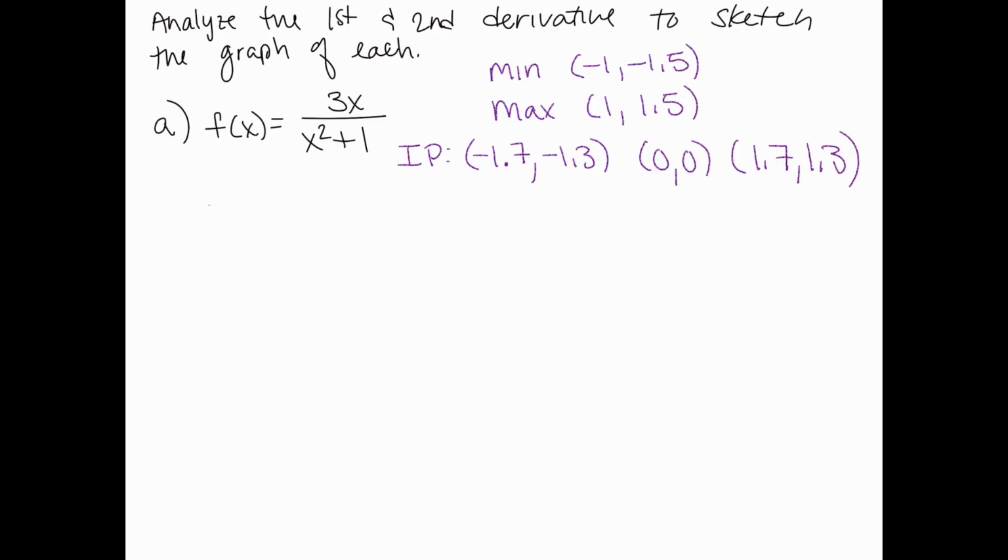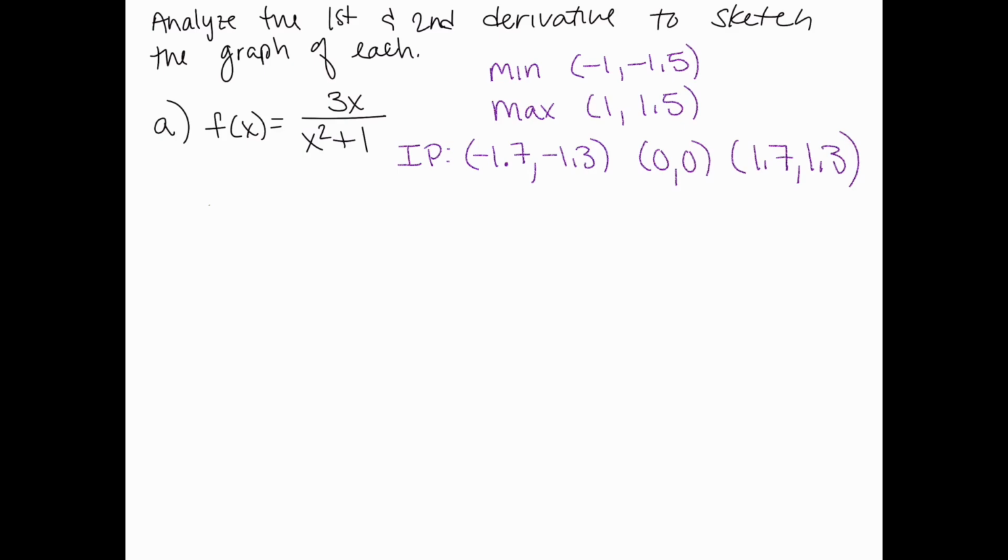Okay, so finally, now that we have analyzed our first and second derivative, we're going to put all this information in together and create a graph. And so I've just copied down my min, my max, and my 3 inflection points. And I did convert all of those numbers into decimals to make it a little bit easier to plot. So my min is negative 1, negative 1.5. That should match with what we had a couple slides earlier.